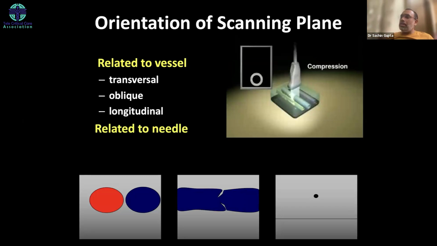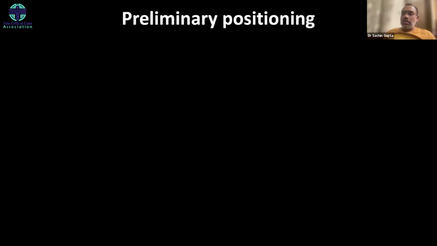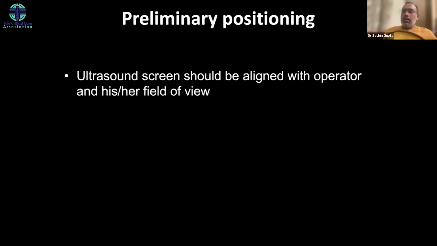Now remember, this dot can be anything. I will show this in my future slides, but if you are using a transverse or short axis, the needle tip would appear as a dot. This is what we call the out of plane approach. Whereas if you're using a longitudinal axis or long axis, the entire shaft of the needle is visible, and this is what we call the in plane approach. These terminologies are important whenever we do any ultrasound guided procedure.